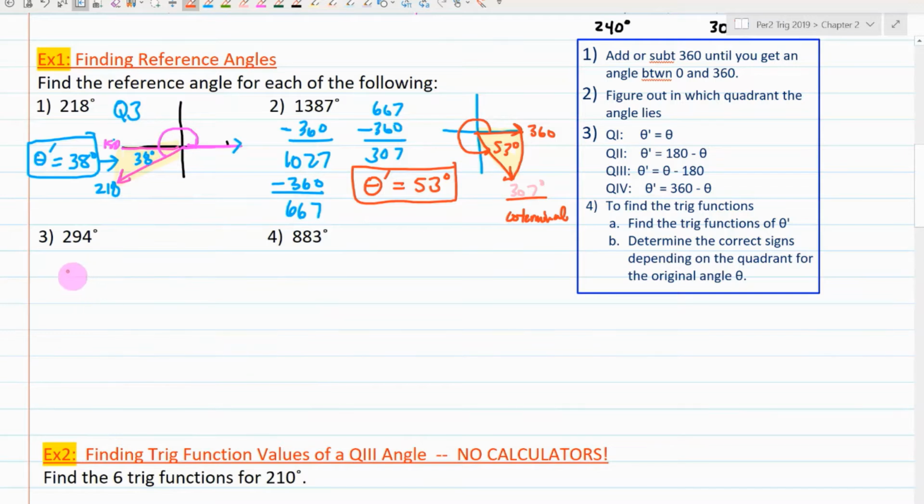All right, so if I draw this one, that angle, 294. This is 270. So I'm 24 degrees past that. That doesn't matter at all. This is 294. I need to know how far away I am from the x-axis. And since that's 360, then the difference between these two is 66 degrees. So that's the reference angle.